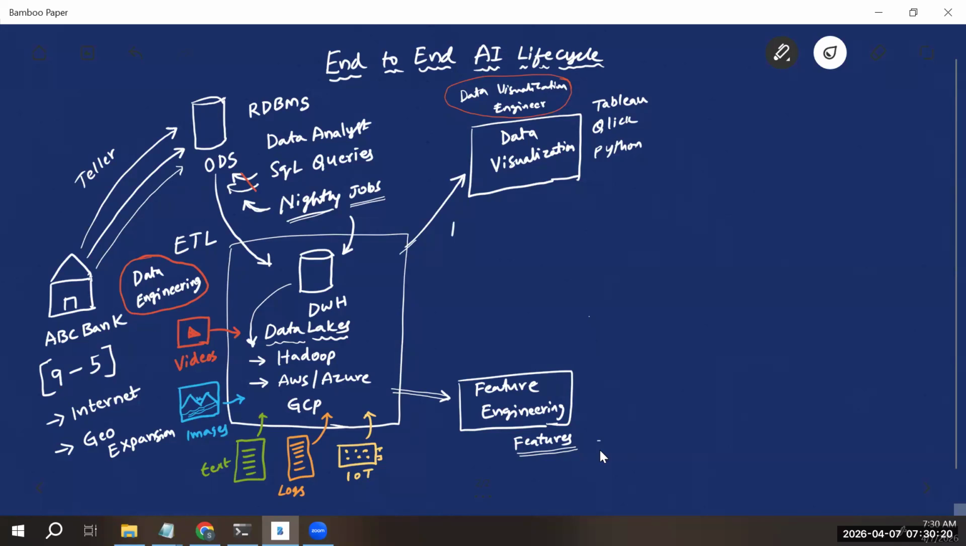The central piece is where we do a lot of processing. This is called modeling.